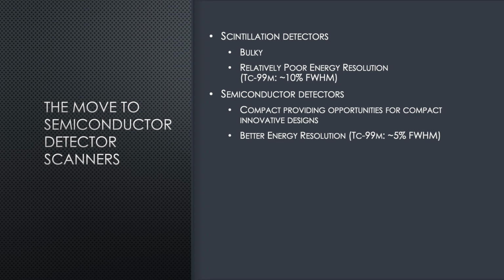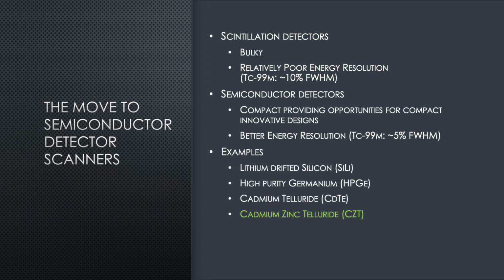While semiconductor detectors are compact, which provides opportunities for really innovative scanner design. And they also have really very good energy resolution, around 5% now full width half maximum for technetium-99m. Examples of semiconductor detectors are lithium drifted silicon, high purity germanium, cadmium telluride, and cadmium zinc telluride, or CZT, which is the one that we see most on the market.